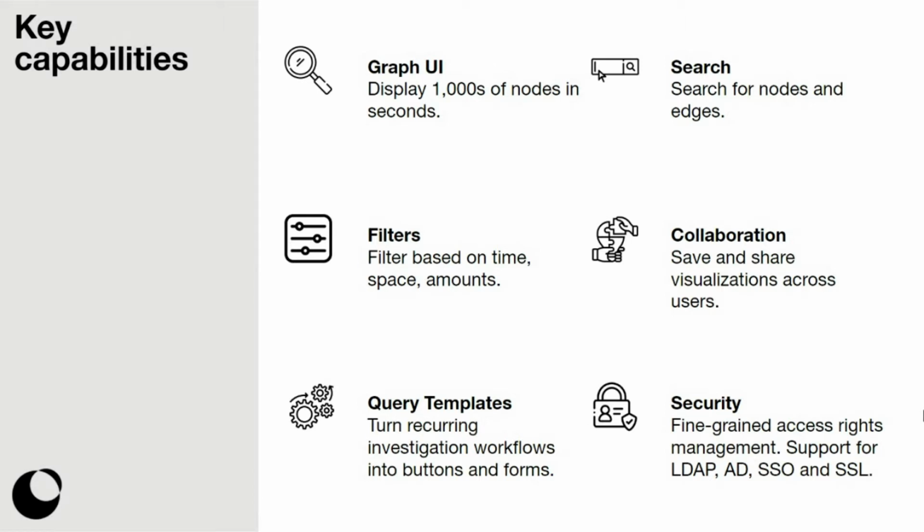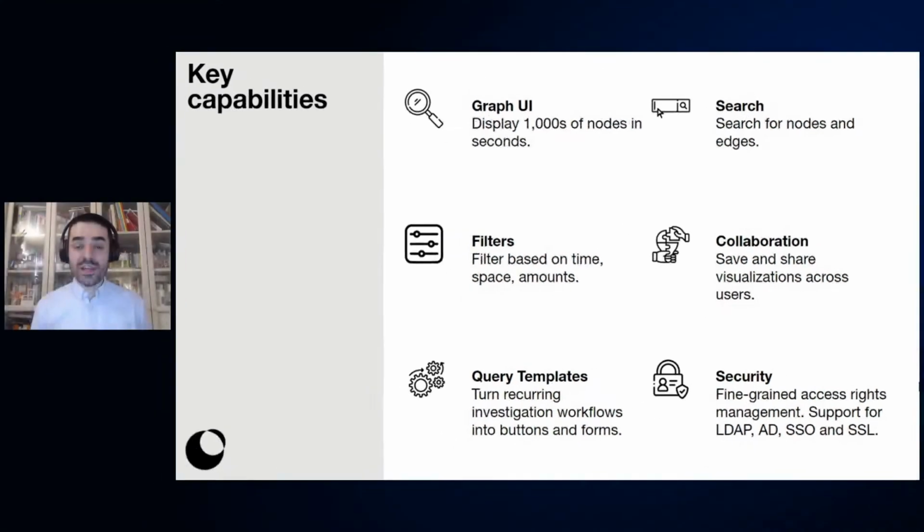It's also possible to collaborate across the insights that you can uncover in Azure Cosmos DB with Linkurious Enterprise. For example, you can save visualizations, share them, or even publish them to the web. Linkurious Enterprise also includes what we call query templates, which is a way to turn repetitive investigation workflows into buttons and a form. And finally, all of that comes in a very secure environment where you can manage access rights for your nodes, for your relationships, and put in place advanced authentication mechanisms.